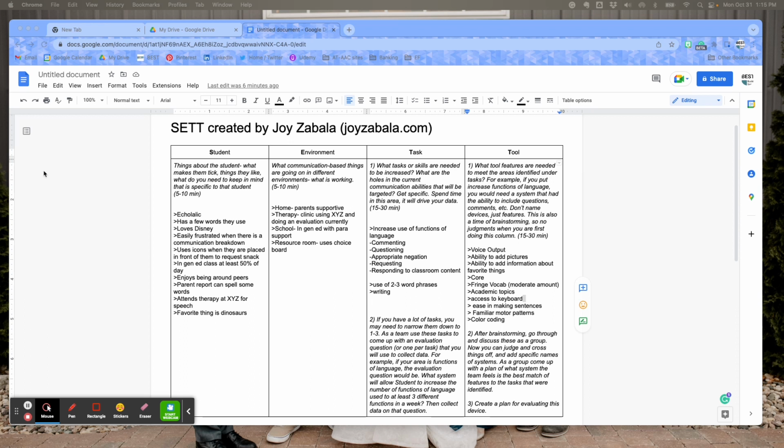I one time had a student that hated the words "good job." That was something we needed to make sure that everybody knew, because when you said "good job" to the student, it set them off. So, what are those things unique to the student?